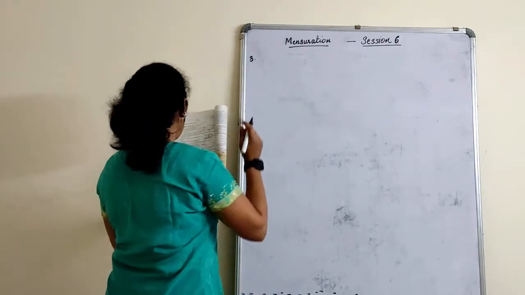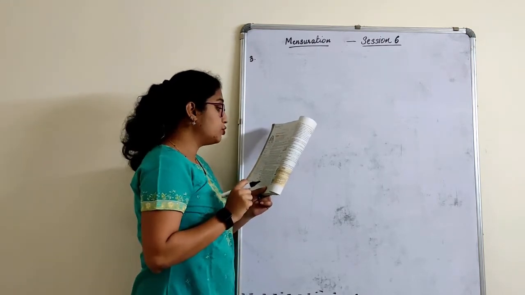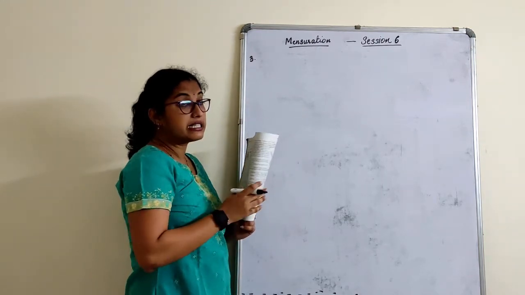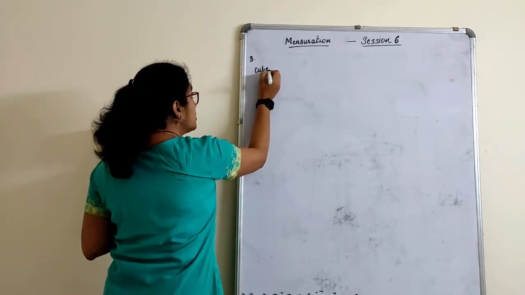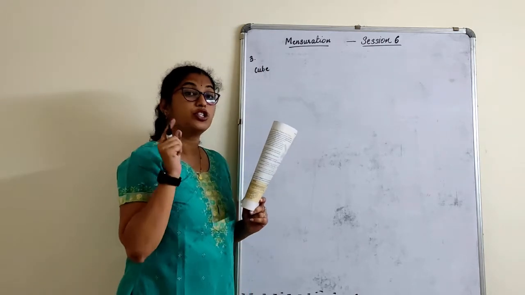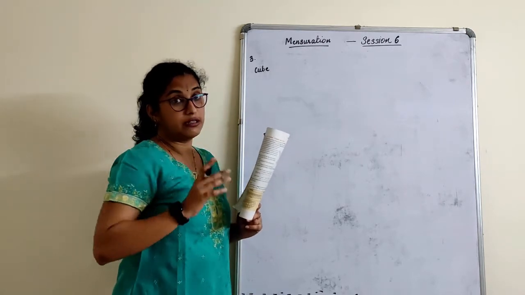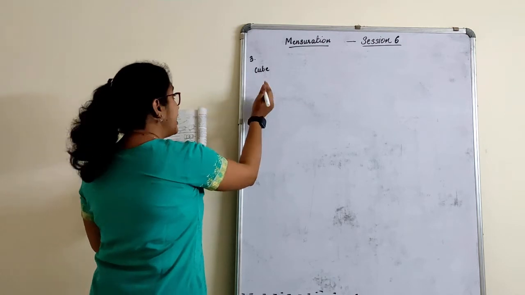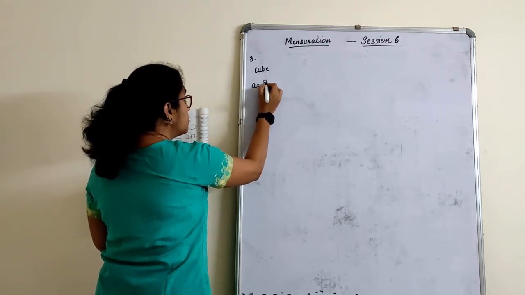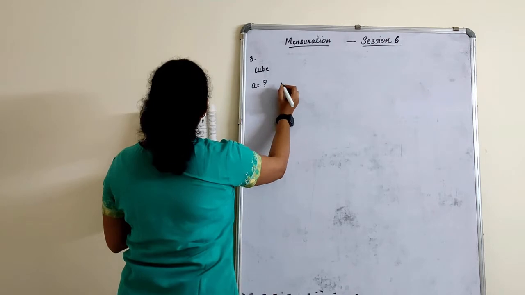Third one, find the side of a cube whose surface area is 600 centimeters square. As mentioned, before you start with the sum, mention which solid figure you are referring to. So it is a cube. Write the given. Find the side of the cube. So A is equal to question mark, whose surface area.